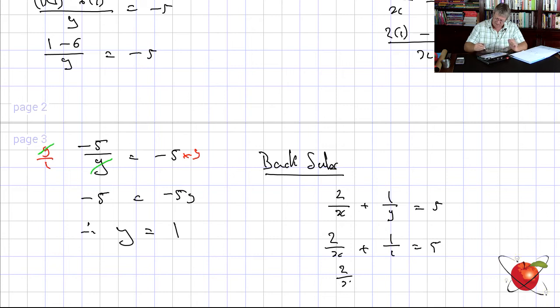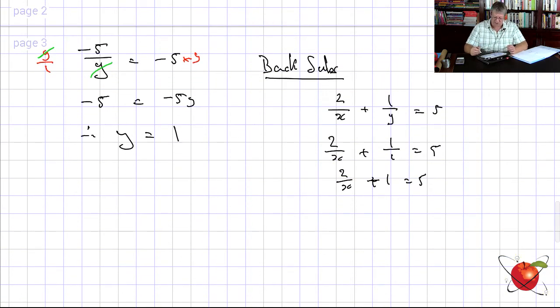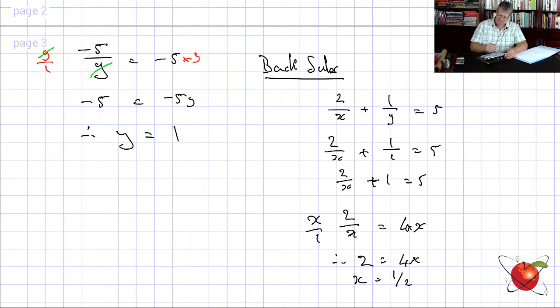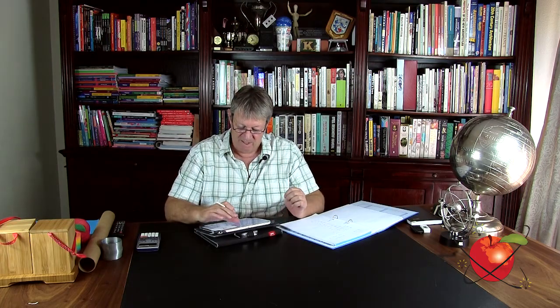2 over x plus 1 is equal to 5. Now what have we got left? What we have left here is 2 over x equals 4. Therefore, multiply by x. So it cancels, 2 equals 4x. Therefore, x is equal to a half. So my coordinates are a half and 1.